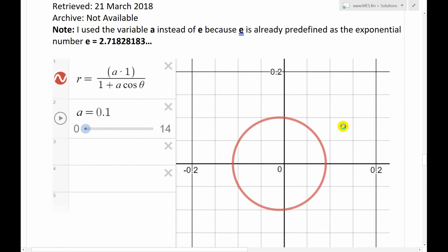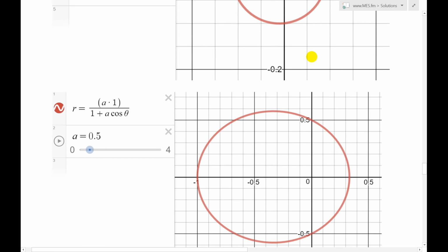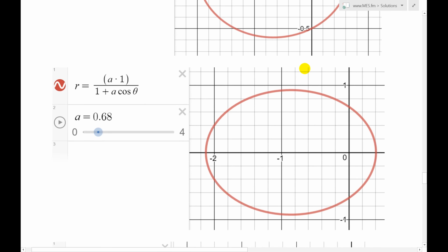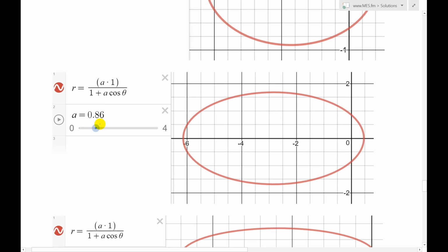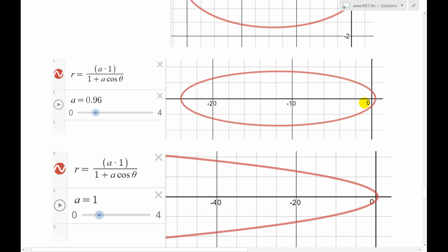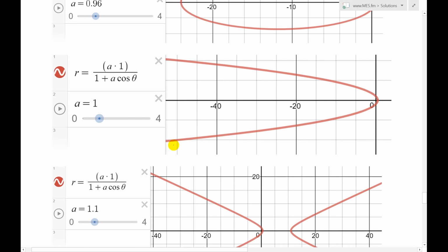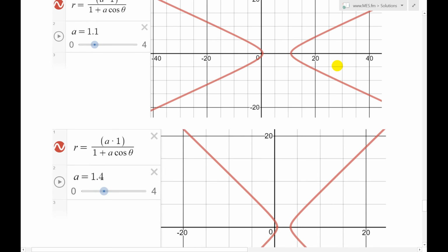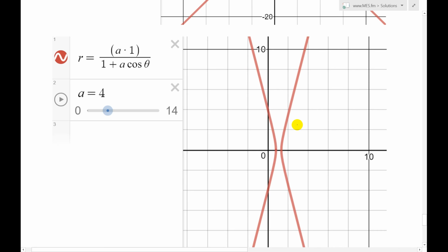Here I took a bunch of screenshots. So here's at 0.1, looks almost like a circle. Here's at 0.5, it becomes more like an ellipse. And then at 0.68, it's becoming elongated, and also larger. 0.86 is getting even stretched out. 0.96 is getting super stretched out, and then exactly at 1 there is just a parabola, and then anything greater becomes a hyperbola. As it's getting bigger numbers, it's getting more and more flatlined like that.